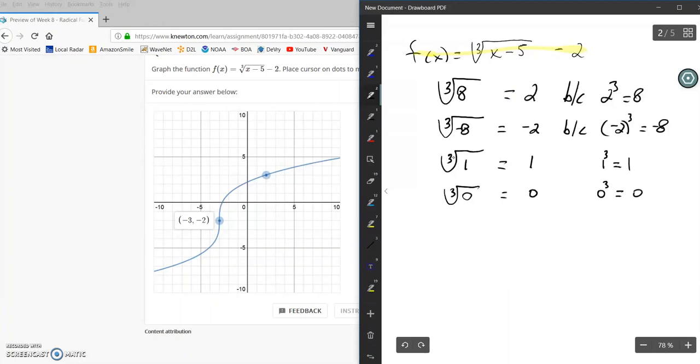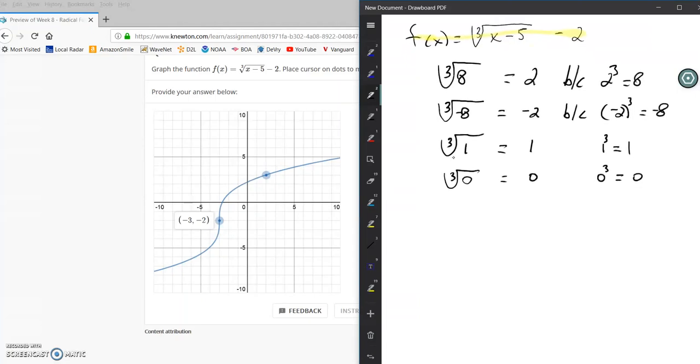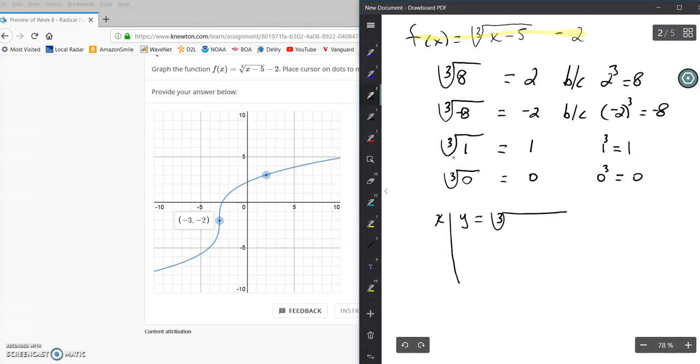Now, the reason I'm going through all this is that when I evaluate this function, I want to make sure that I plug in x values carefully so that underneath this radical I end up with either 8 or 1 or 0, something small, and something that will turn out not to be a decimal when I take the cube root of it. So let's plug in x values.